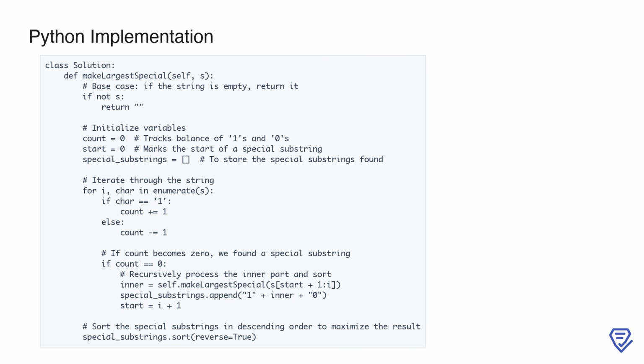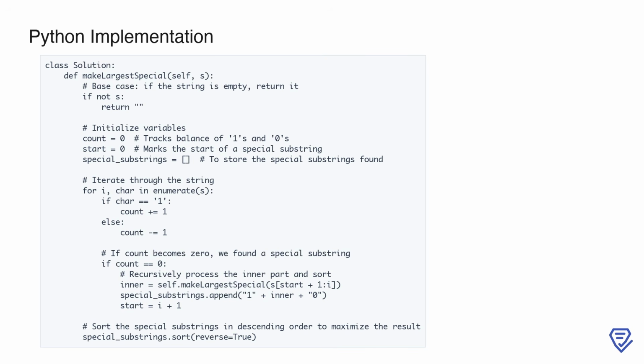At this point, we recursively call makeLargestSpecial on the inner portion of this substring, which is everything between the starting index plus 1 and the current index. The result is then wrapped with 1 and 0 on either side, and this newly formed substring is added to special_substrings. Finally, once all substrings are identified, we sort them in descending order. This sorting step is crucial because arranging the substrings in this way ensures that the final result is lexicographically as large as possible.